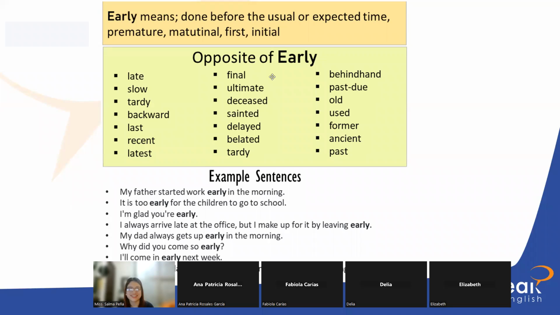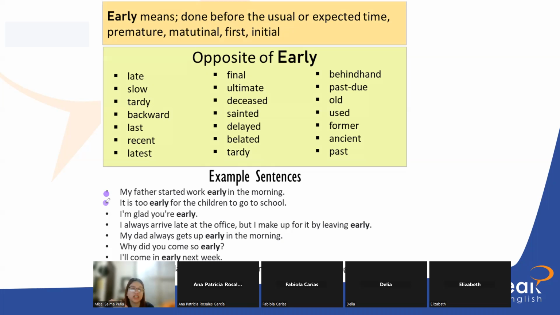Okay, we can stop there. Don't worry. Just Delia, help me with two examples. My father started work early in the morning. It is too early for the children to go to school. Okay, perfect. Okay, thank you, Delia.